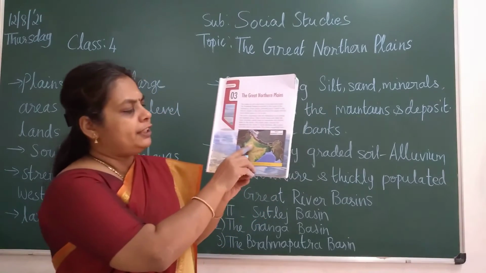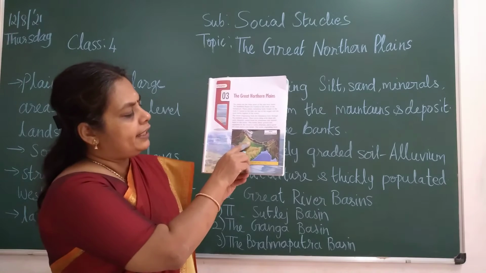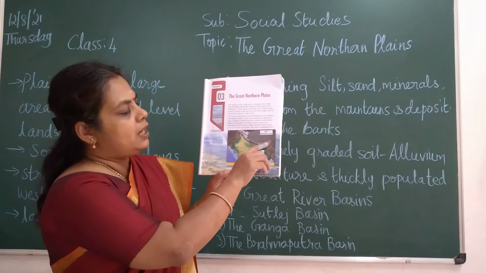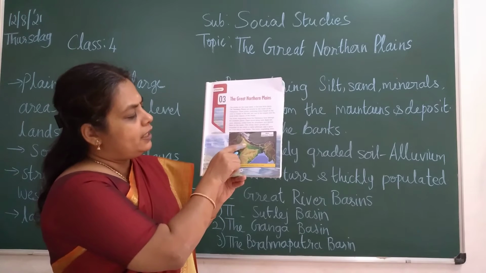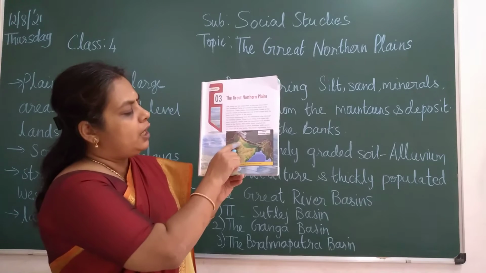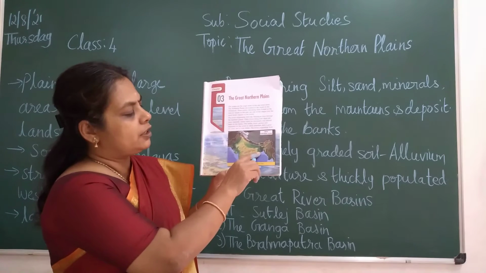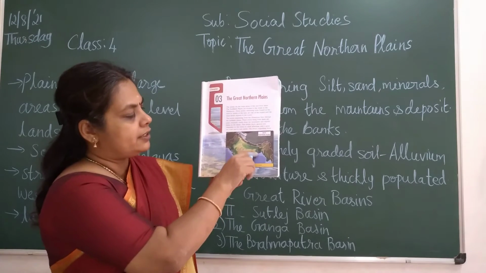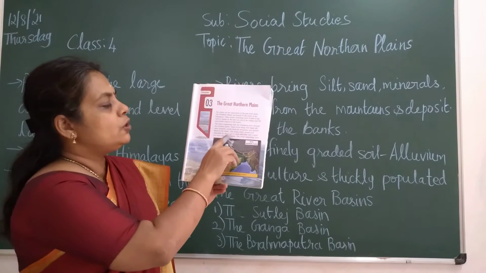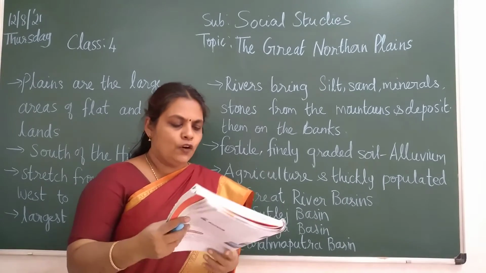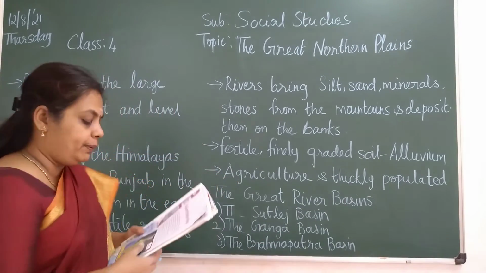Observe in the map, children. See this green color area, no? Up to here, this one Assam, Meghalaya, starting from Punjab. All these places are your northern plains. Here also, this is West Bengal. Still here the Ganga drains, this place. So the rivers originating from the Himalayas flow through the northern plains.